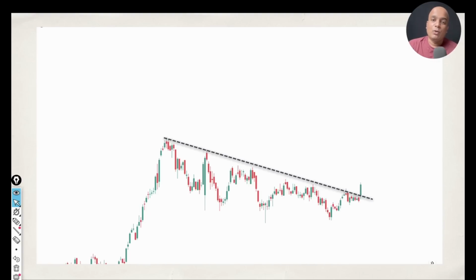If you look at one more example, this is also a powerful resistance trend line. It connects close to 5-6 peaks, and if you look at the breakout, it is also very, very decent. It is a very decent breakout. And look at the consolidation. It consolidated there for around 10 to 12 days.